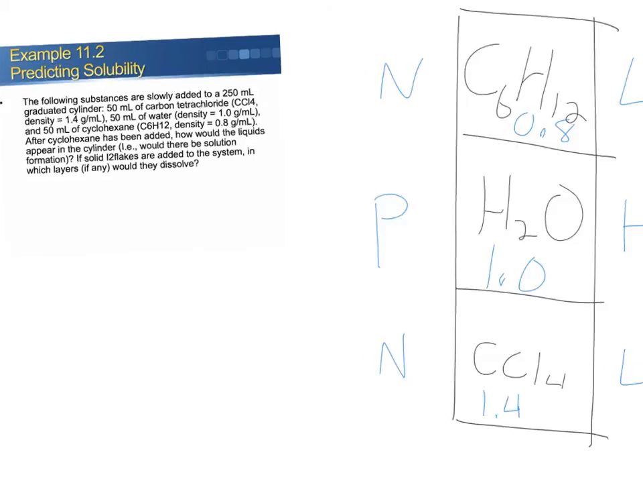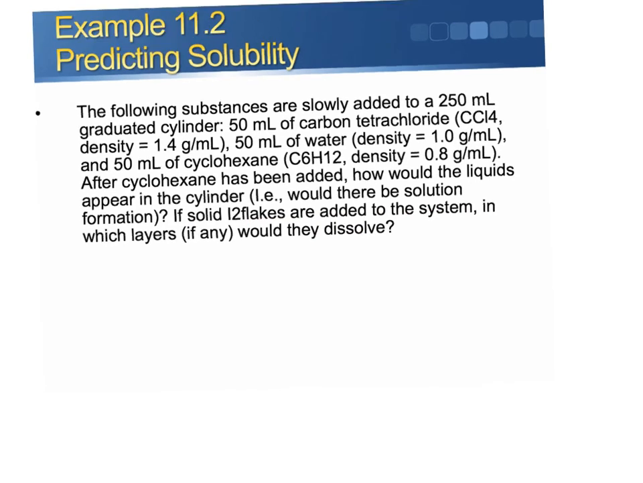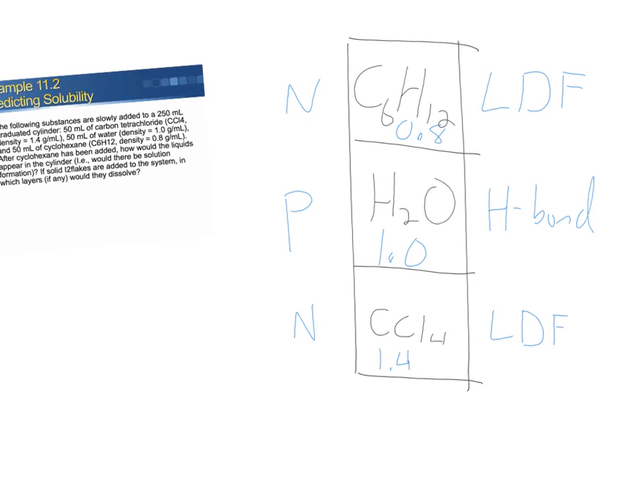We go back to the question and it says, if solid I2 flakes are added to the system, which layers, if any, would they dissolve? Well, I2 is a nonpolar substance. It's linear. We should see it dissolve in the nonpolar forces. It should not dissolve in the water, but it will dissolve in the C6H12 and the CCl4. And it might actually turn those, I believe, purple, which is the color of the iodine solutions.